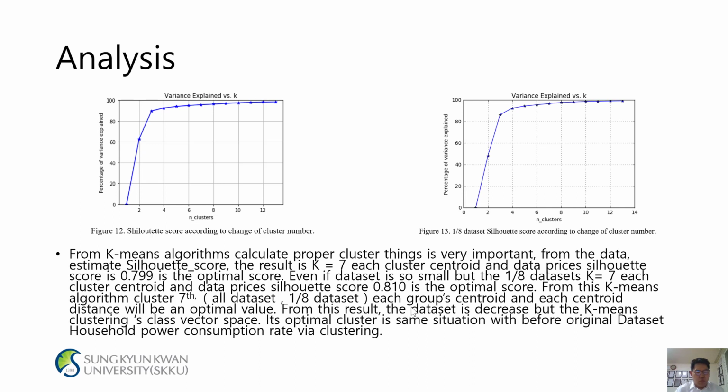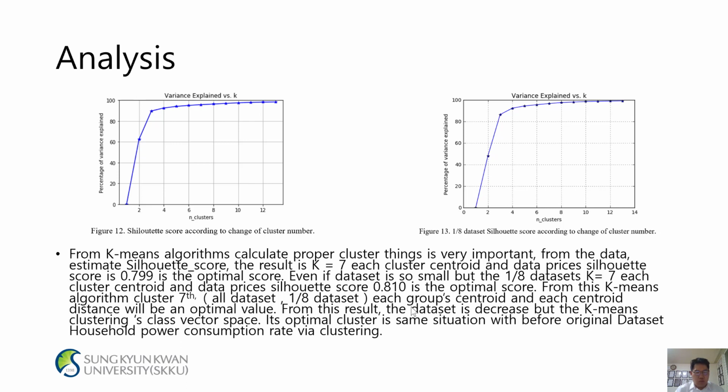Analysis. From the K-means algorithm, calculating the proper number of clusters is very important. From this data, the estimated silhouette score result is k equals 7. For each cluster centroid and data point, the silhouette score is 0.799, which is the optimal score. Even if the dataset is so small, for the A per 1 dataset with k equals 7, each cluster centroid and data point silhouette score is 0.810, which is the optimal score.